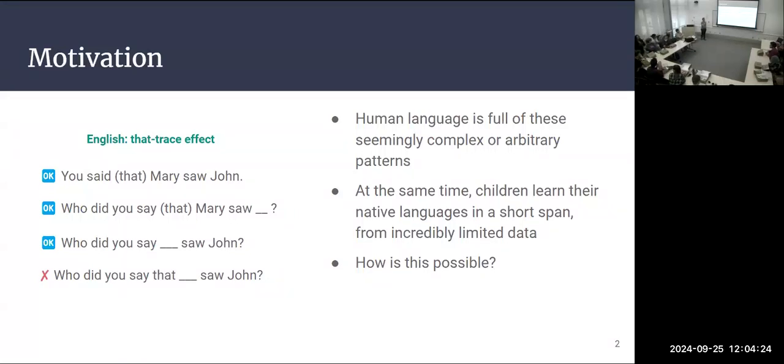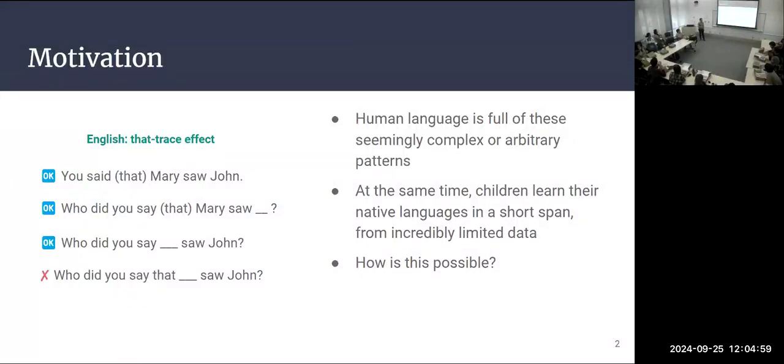So let's take a look at this example here. This is an example from English, and anyone else who's a native English speaker, you might have this in your dialect. It certainly is true for my version of English, where you can say something like, you said that Mary saw John. That's totally fine. And you can also say it without the that. You can drop it. You said Mary saw John. Then if we want to make that into a question, we can either have the that or not. So you can say, who did you say that Mary saw? Or you can say, who did you say Mary saw?